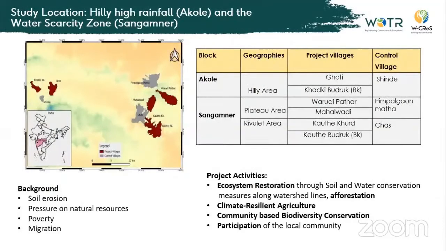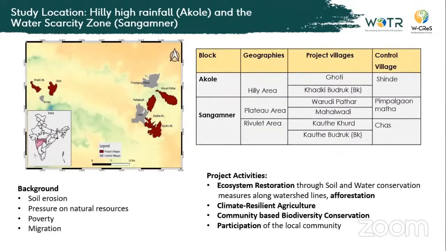So this is the first case study where we have studied the project activities of our climate change adaptation work in different areas. The brown colors are the villages that are the project intervention villages, and the gray color are the control villages. So in 2 different blocks of Maharashtra, Akole and Sangamner, the geographies are, for Akole it's a hilly area, but it's in the lower catchment, and Sangamner it's a plateau area and the upper catchment area, and the riverlet area where we have selected the 2 project villages, and there is 1 control village for each of the geographies.